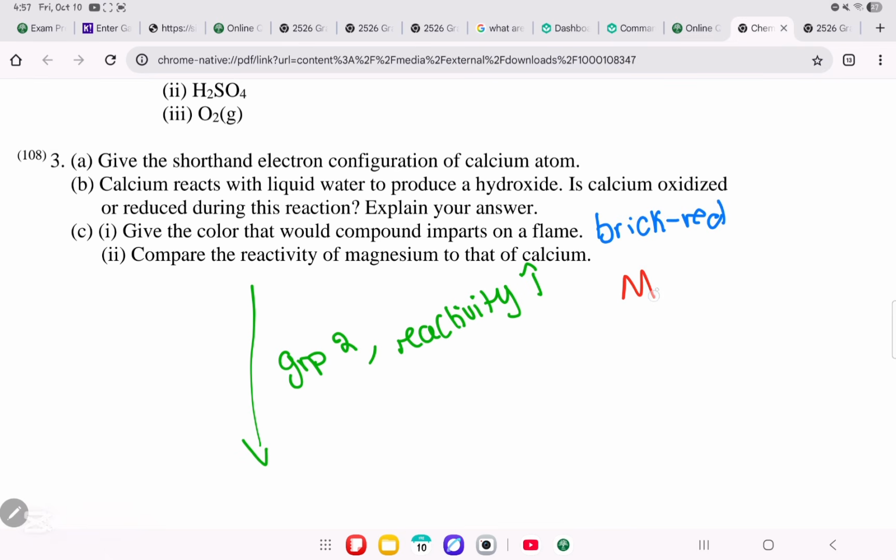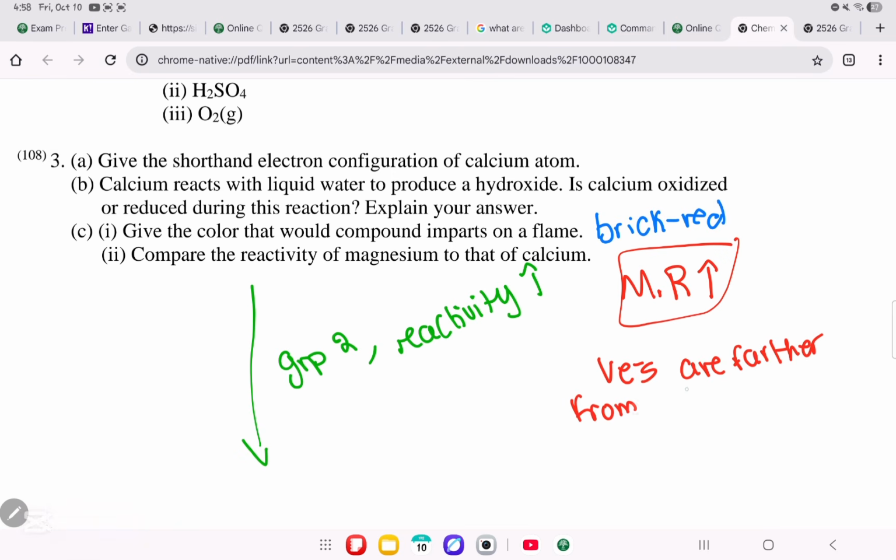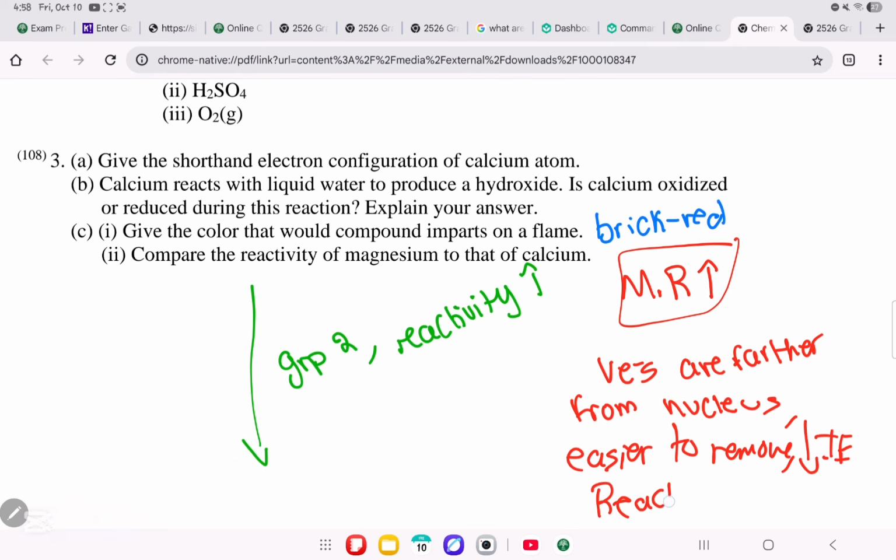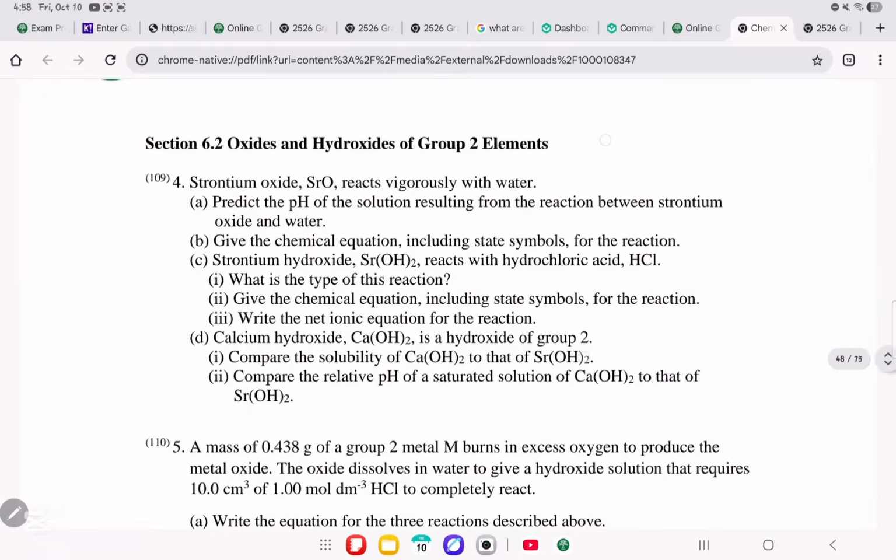If you want to know why, because we said as we go down the group, the metallic radius increases. As the metallic radius increases, that means the valence electrons are farther from the nucleus. When they are farther from the nucleus, that means it's easier to remove them. So we'll require less ionization energy. When we require less ionization energy, then we can say that they are reactive. They're more reactive than the other element. Okay, perfect. That's question number 3. Just like that, we finished 6.1. Let's move on to 6.2.